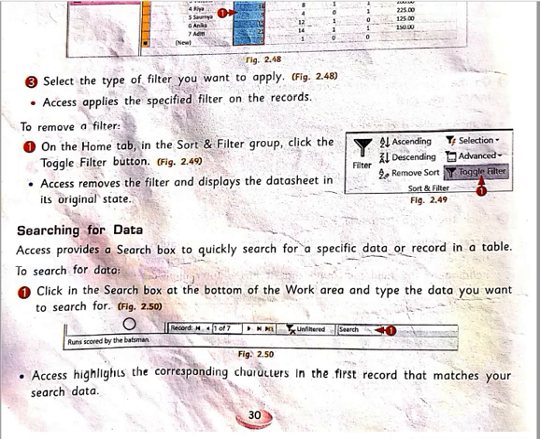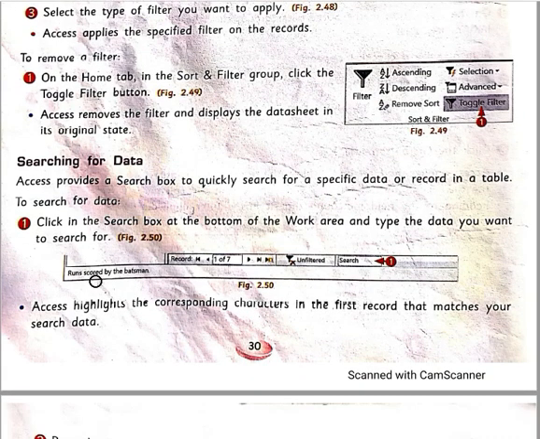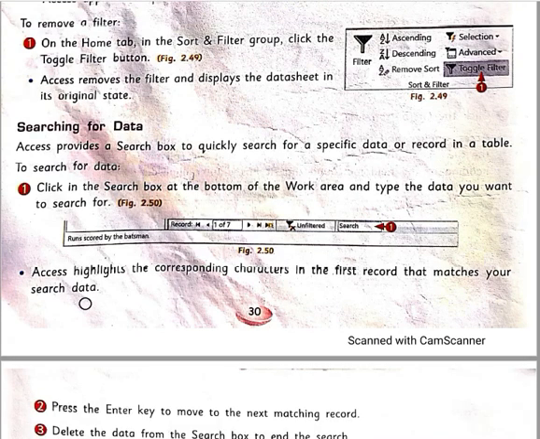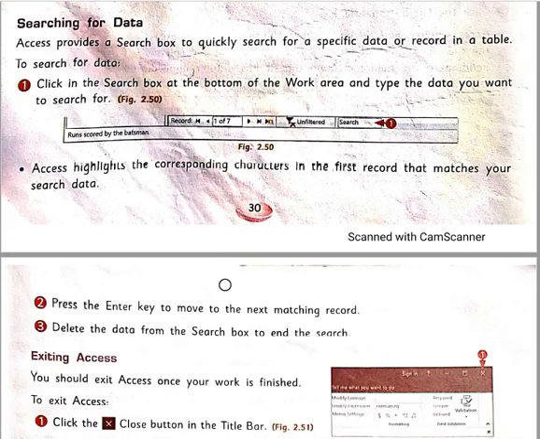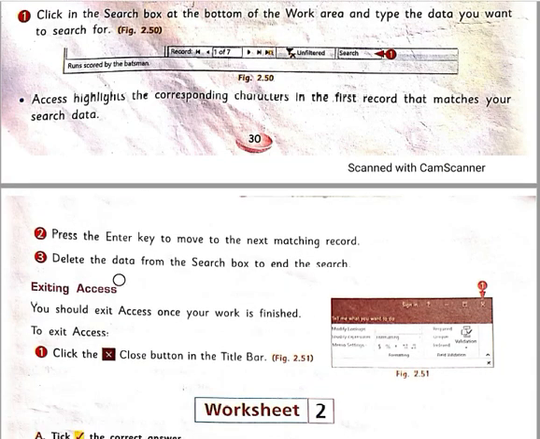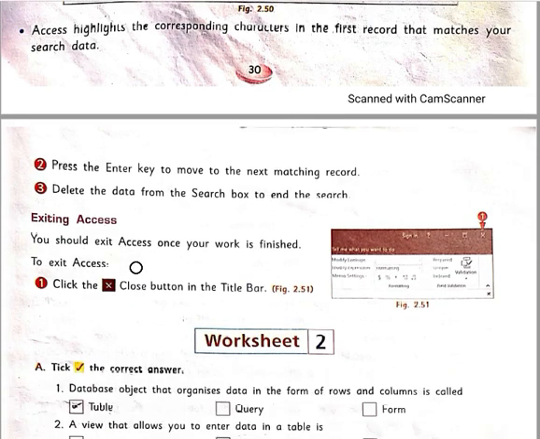Click in the search box at the bottom of the work area and type the data you want to search for. After typing it, Access highlights the corresponding characters in the first record that matches our search data. After you find the data, you can press Enter to move to the next matching record. In this way you can find the particular data you are searching for.